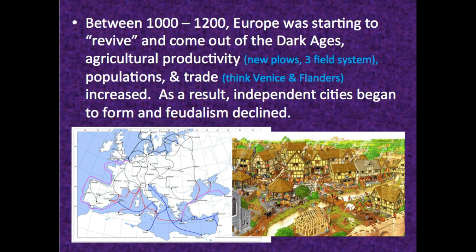Between 1000 and 1200, Europe was starting to revive. It came out of the Dark Ages into what we call the late Middle Ages, where you have agricultural productivity, new plows and the three-field system. Populations begin to rise, and trade begins to rise, if you think of Venice as a trade port. As a result, independent cities begin to form. Feudalism starts to decline at this time.